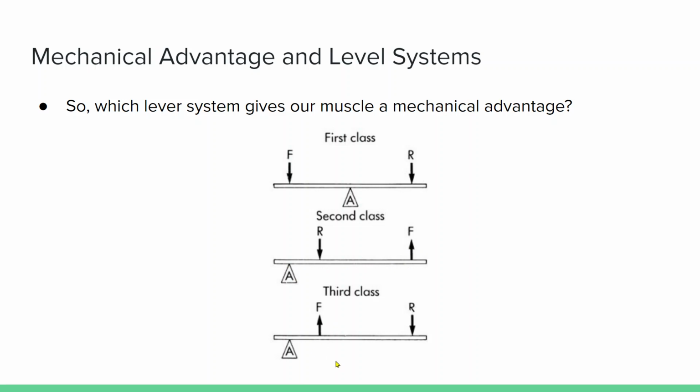And in the third class system, it's reversed. Your muscle force has a smaller internal moment arm compared to what you're lifting, so that there's a long external moment arm and a shorter internal moment arm.